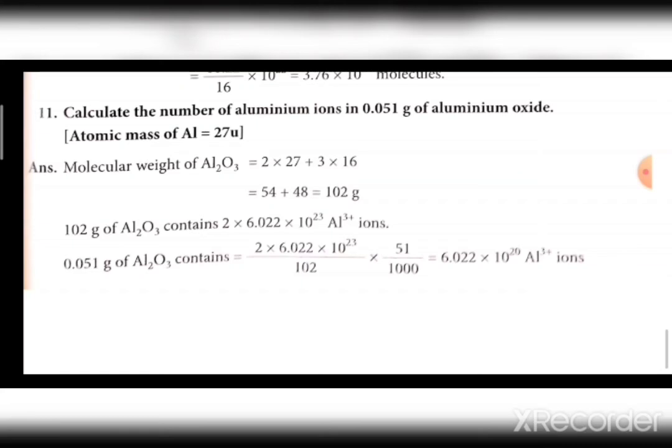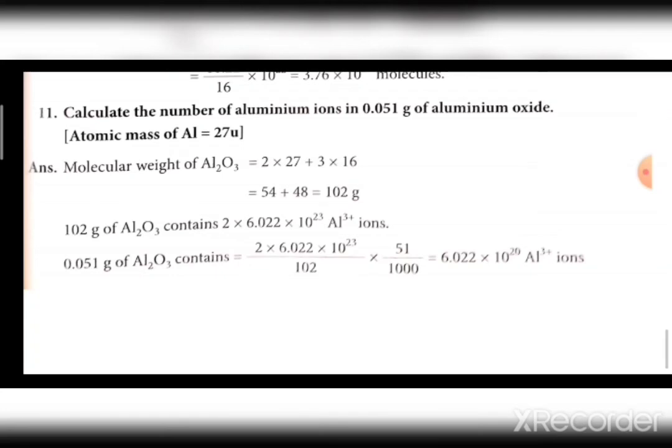Then 102 grams of Al2O3 contains 2 ions of aluminium. So 2 multiply 6.022 into 10 raised to the power 23. Then for 0.051 grams we have to calculate. So we will use the unitary method also. Maths, you know, you have learned the unitary method there. So 2 multiply 6.022 into 10 raised to the power 23 upon 102 multiply by 51 upon 1000.